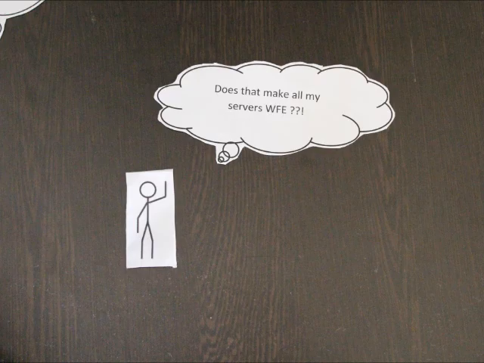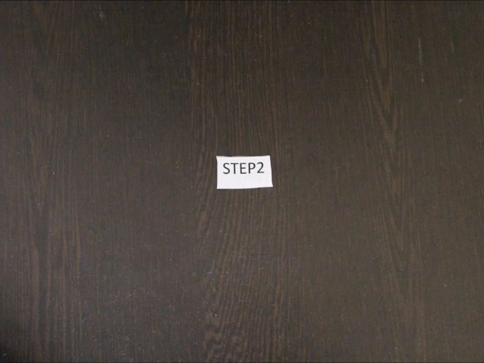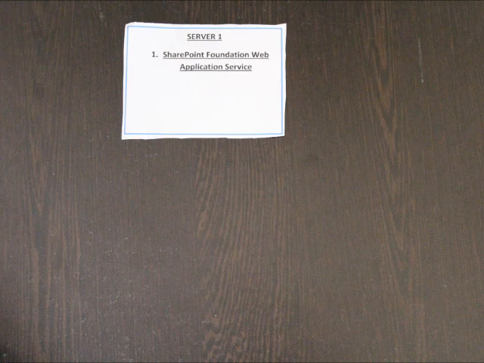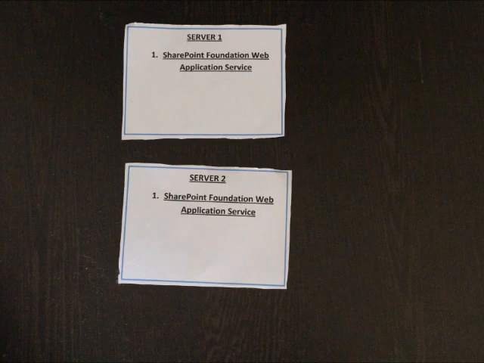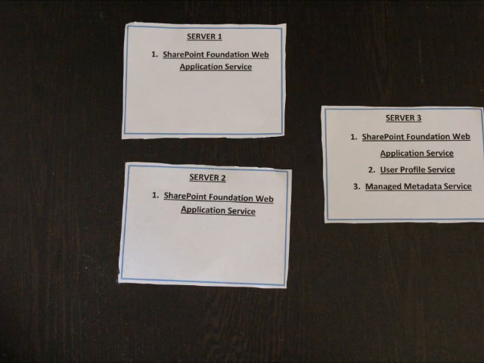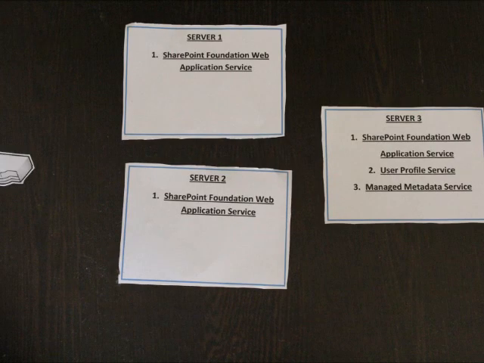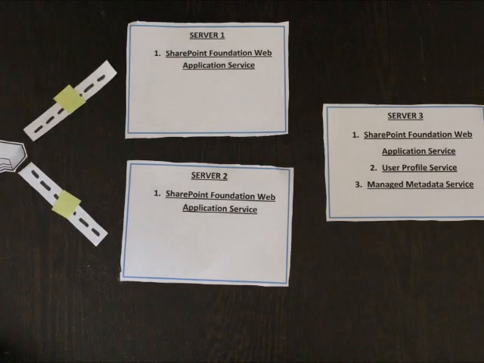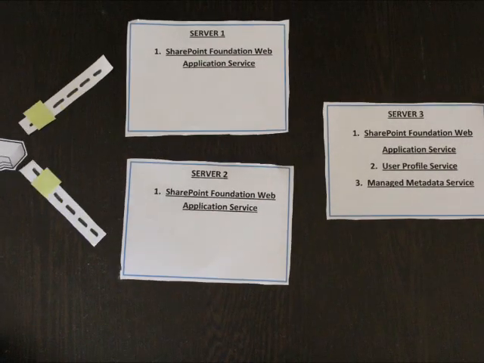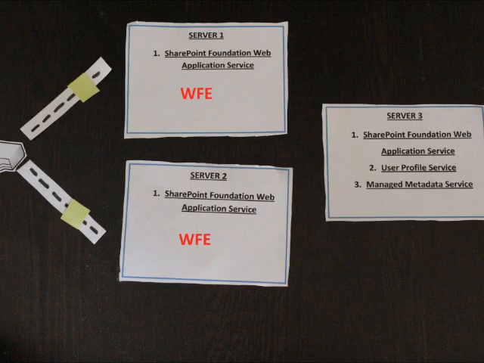In order to make a server a web front-end server, you also have to make it return the requests to the users. That brings us to step 2. Let's consider the following scenario, wherein you have server 1, which has the SharePoint Foundation Web Application Service running, server 2, which also has the Foundation Web Application Service running, and server 3, which has the Foundation Web Application Service along with the User Profile Service, Search, or the Managed Metadata Service running. Let's place a load balancer which routes the request only to server 1 and server 2. In this case, server 1 and server 2 act as web front-end servers since these are the only servers which return requests to the users.